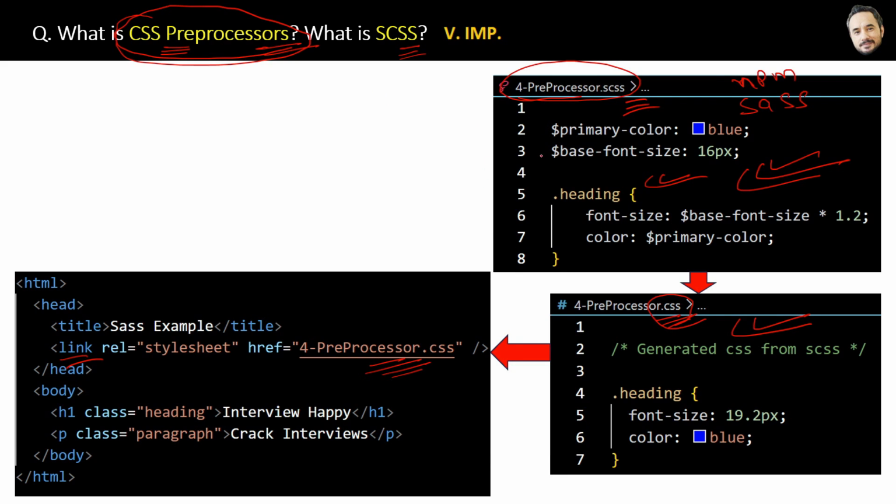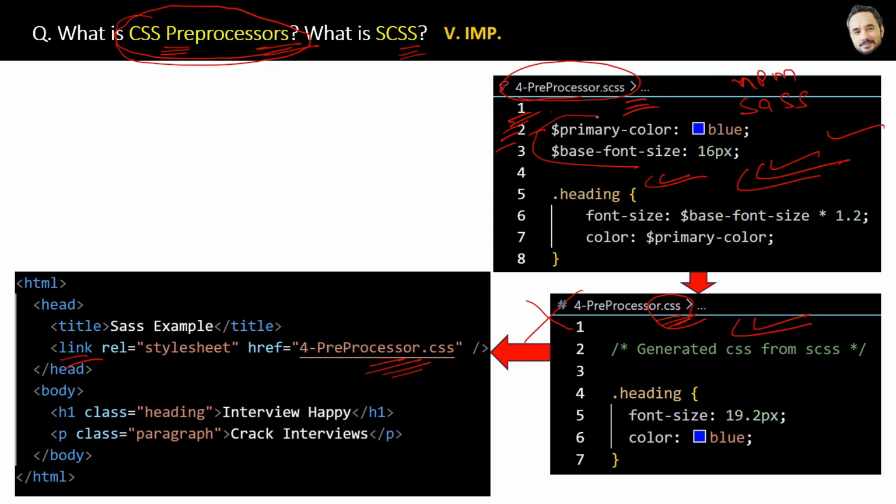Why do we need it? The answer is CSS preprocessors are scripting languages like SCSS. This is a scripting language that provides additional syntax and features that are not available in traditional CSS. Okay, so for example, variables, loops, and conditional statements. These are not available in normal CSS, but they are available in SCSS.